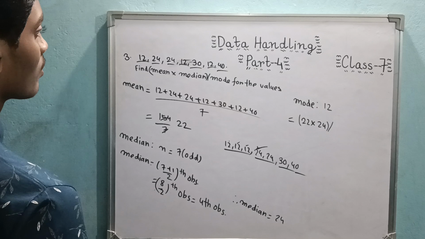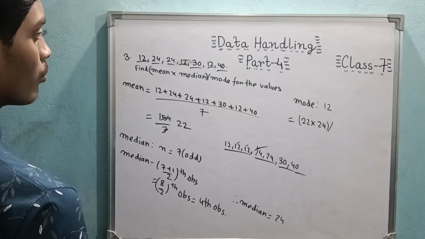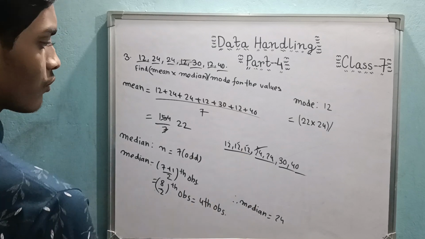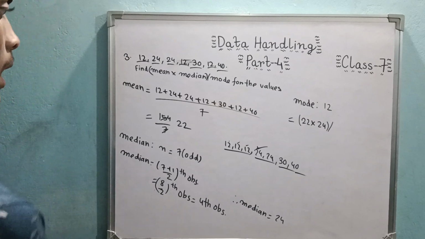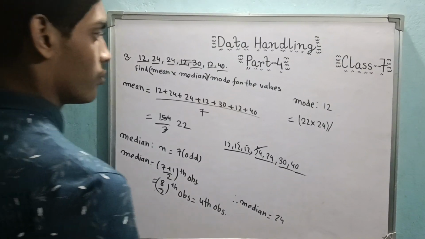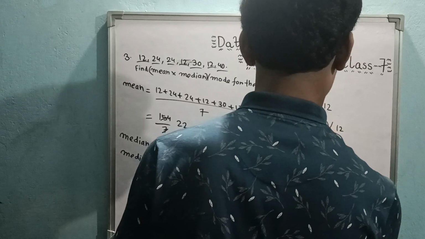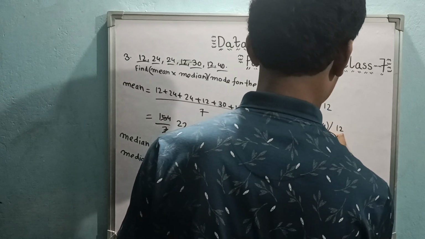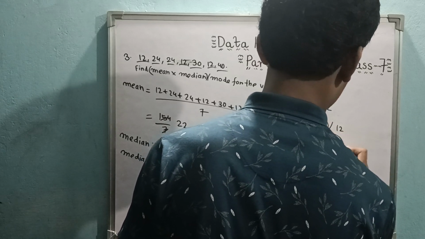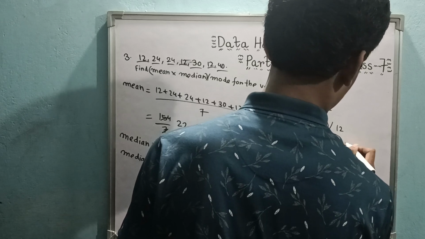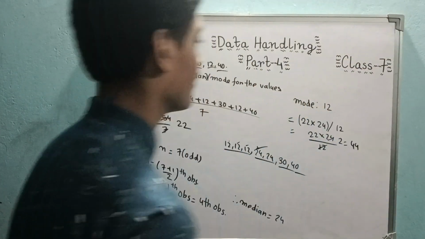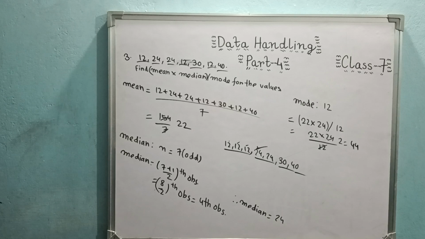Median was, wait, yeah, median was 24 and my mode is 12. Divided by 12, 22 into 24 divided by 12. 44 is my answer of this question.